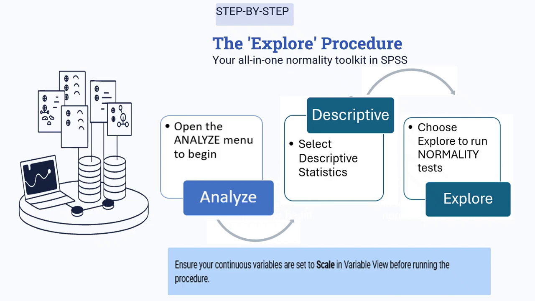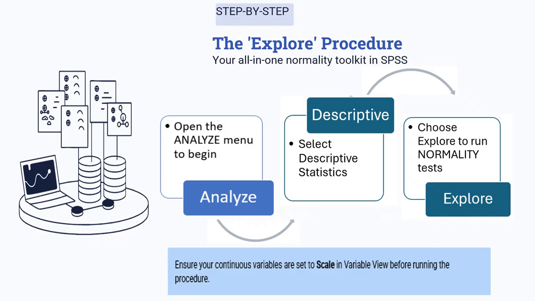A quick reminder, make sure your continuous variables are set to scale in variable view before running the procedure. This ensures SPSS treats them correctly during the analysis. With Explore, you'll get both visual outputs, like histograms and QQ plots, and statistical tests such as Shapiro-Wilk, giving you a complete picture of whether your data meets the normality assumption.